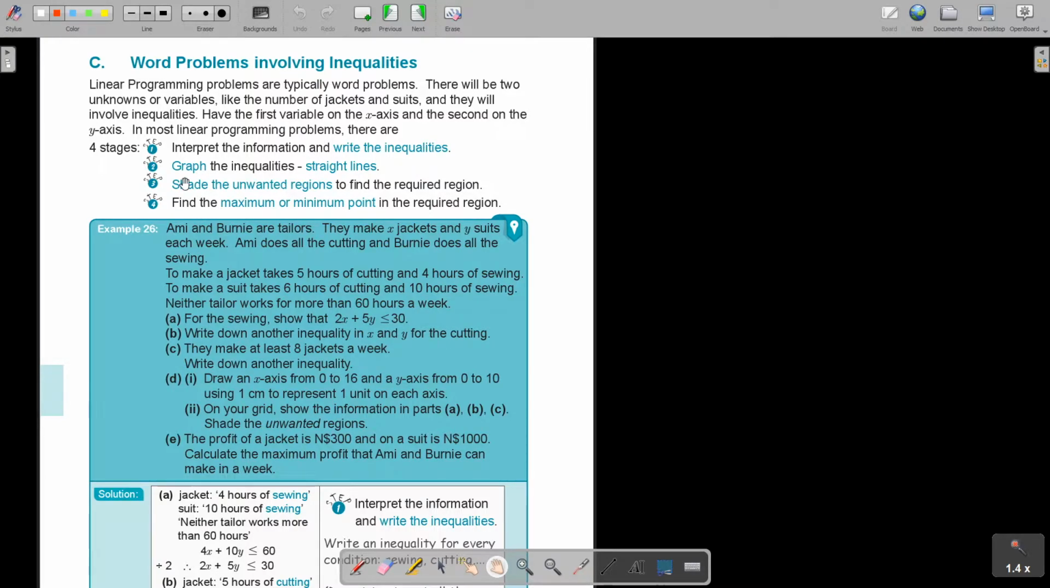But then the last one, so this is the one I want to especially focus on in this next example, is after we find the required region, then to find either the maximum or the minimum point. Okay, let's start.